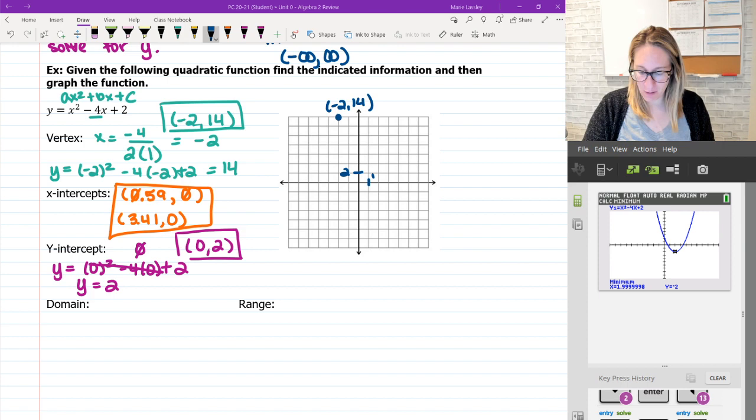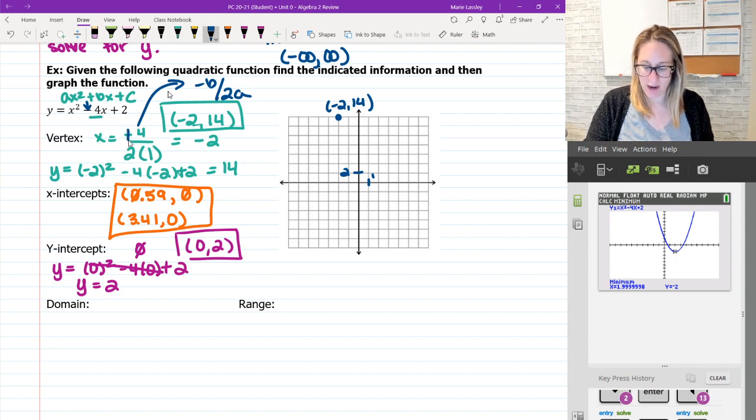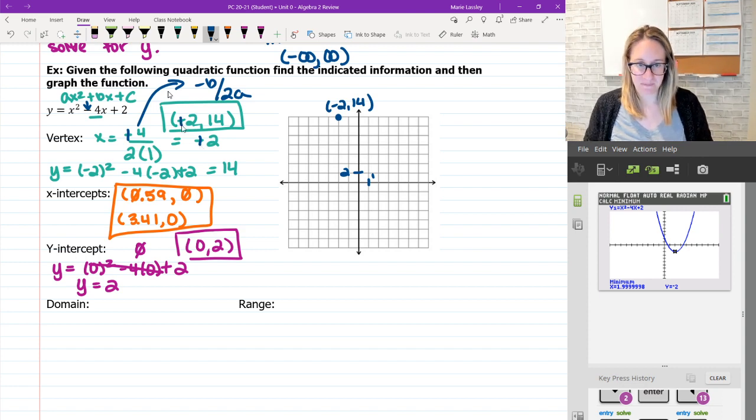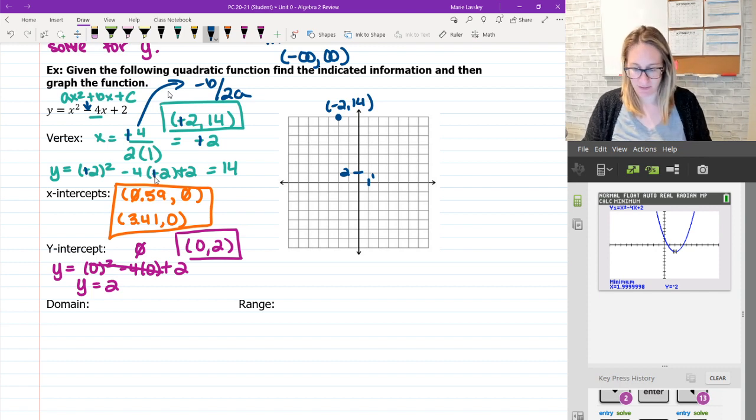All right, so remember, the formula for our vertex is negative b over 2a. Well, our b value is already negative. So this should have been a positive 4 over 2, which would have made this a positive 2 right there. And then when I plug it in, I'm going to get a different value.